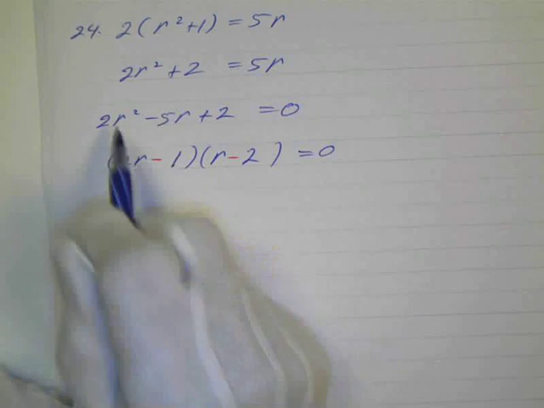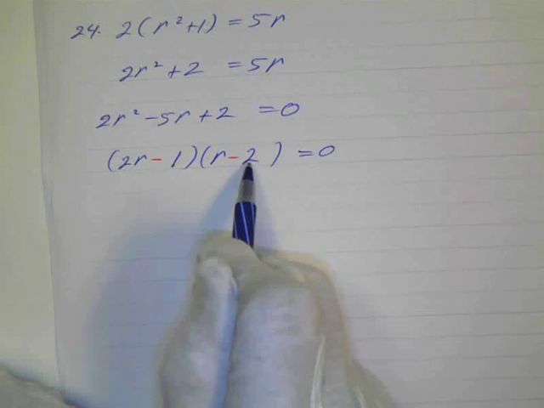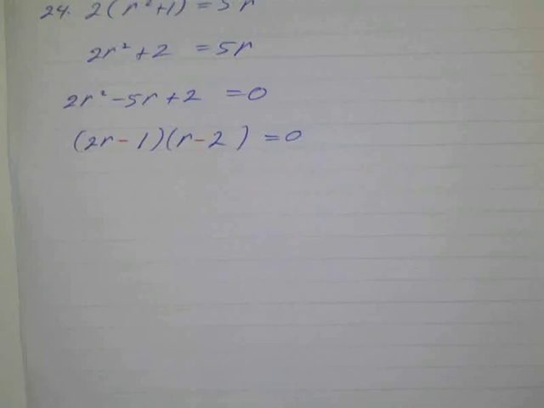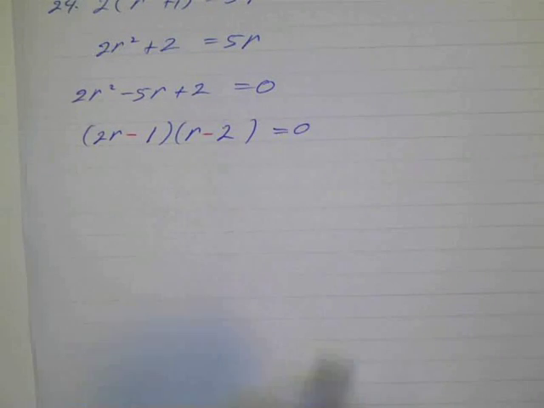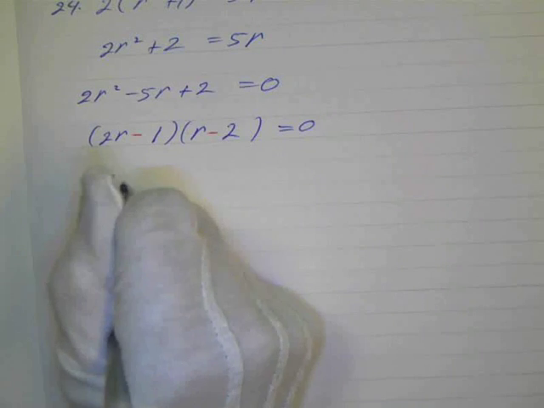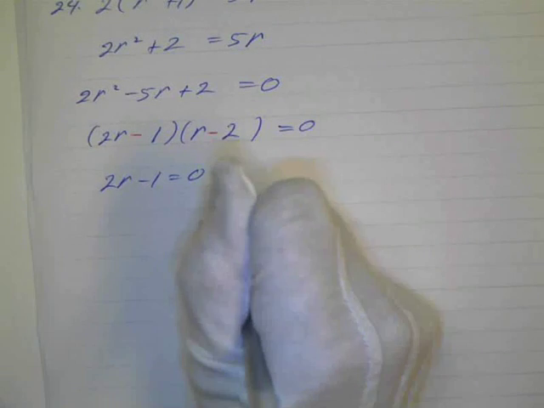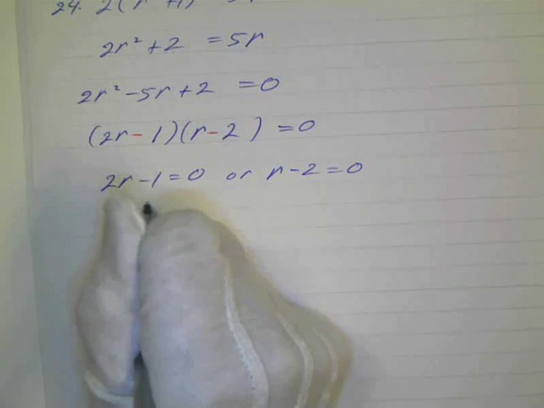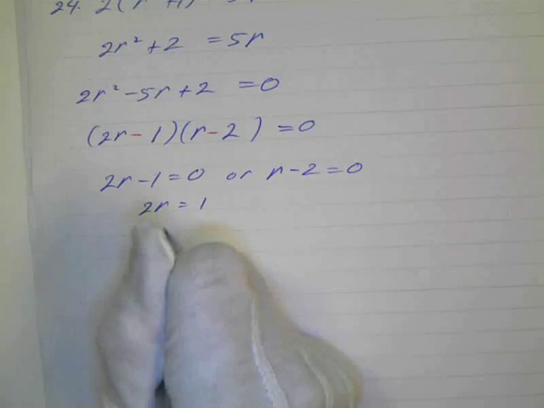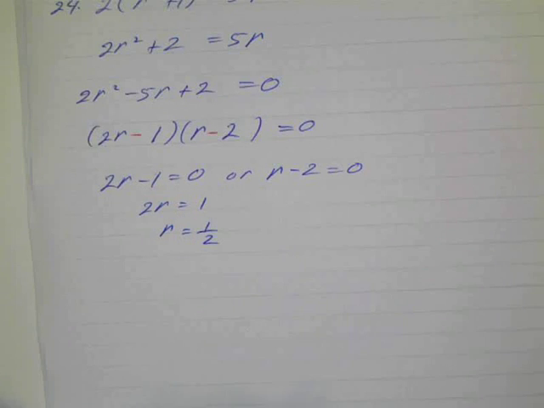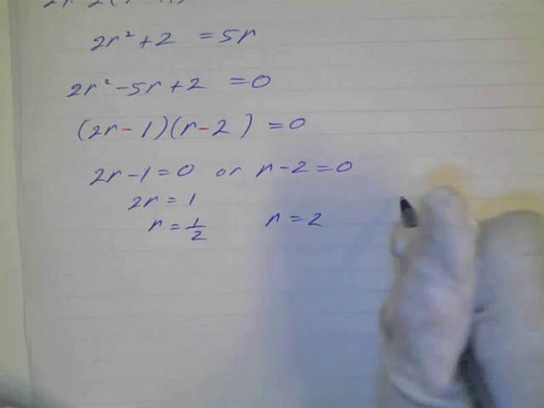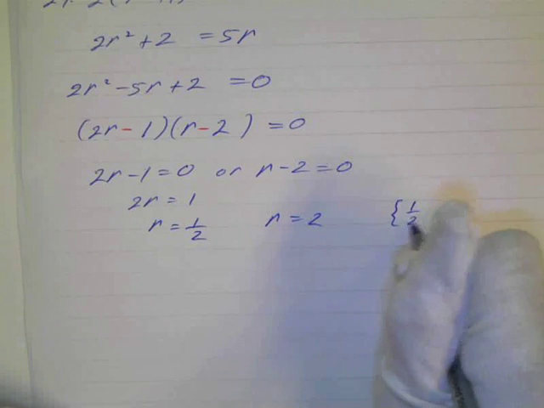All right? And we can always check it. Always check it. Negative 2r squared, and this is going to be a negative 4r, and negative 1r is negative 5r, and that's going to be a positive 2. So you can noodle some of these out if they're easy. So now we know that either 2r minus 1 equals 0, or r minus 2 equals 0. So 2r equals 1, so r equals 1/2, or r equals 2. So your solution set is just 1/2, 2.